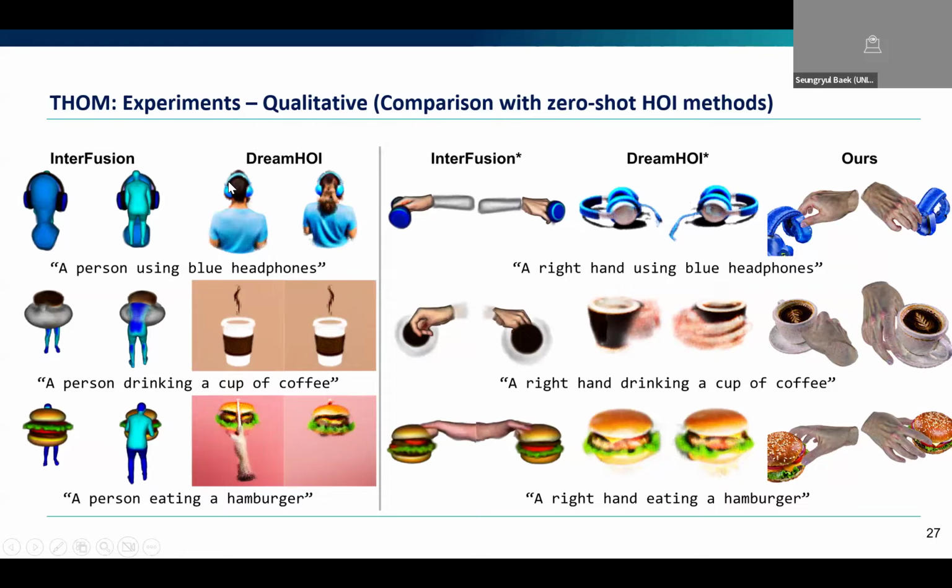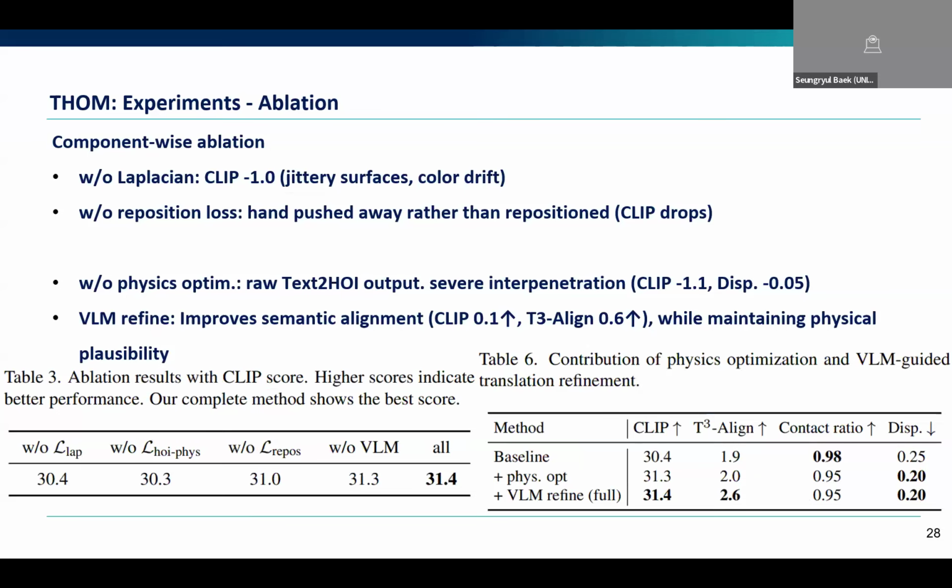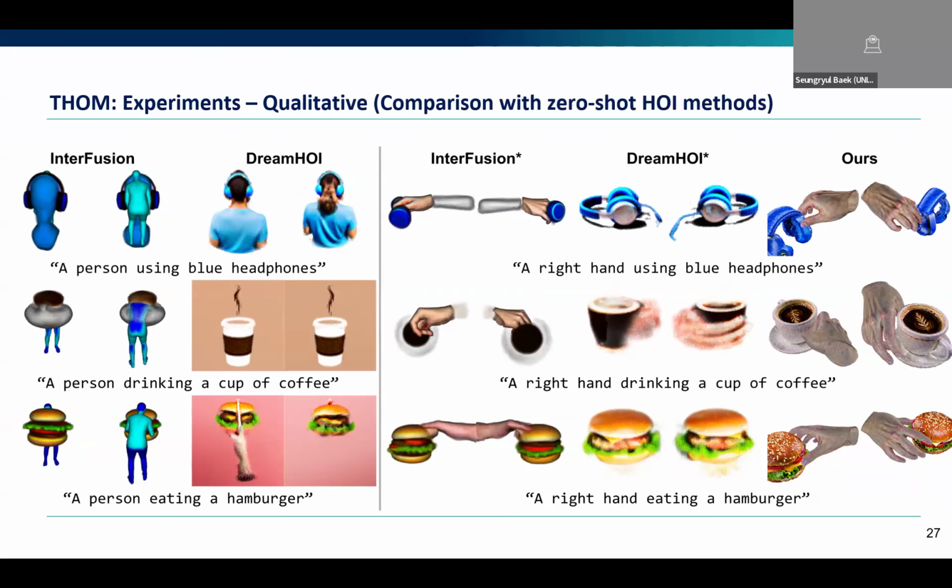So for the human object interaction, in case of InterFusion, they have severe penetration, and in case of DreamHOI, because their pipeline includes the reinitialization of their volume using pose estimation, they fail to reinitialize the human part. That's why they don't have a valid human.